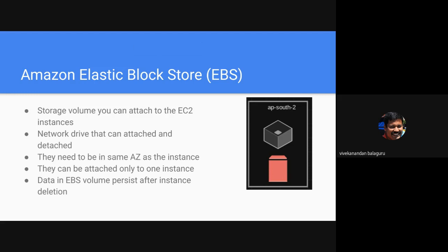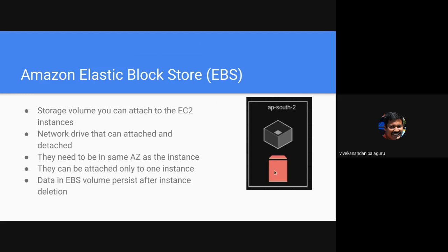Amazon Elastic Block Store, or EBS volume. In the instance that we created in the previous session, we saw storage, and an EBS volume came with it because we took a small instance, and that got an EBS volume attached to it.